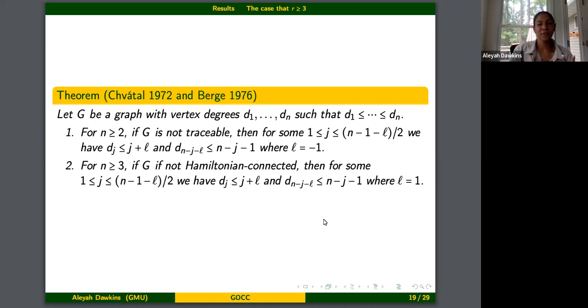Right, so all of these degree conditions have the exact same layout. The only difference is what their L values are, which is why I was able to generalize the results to that general theorem so well.